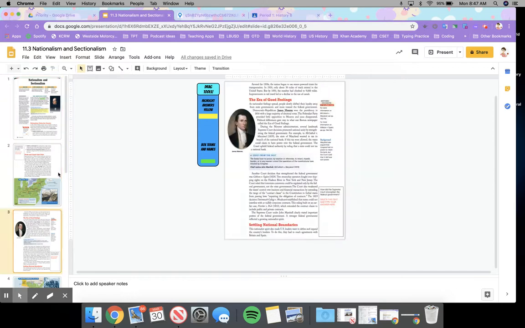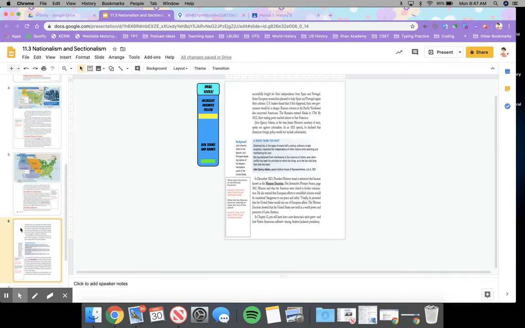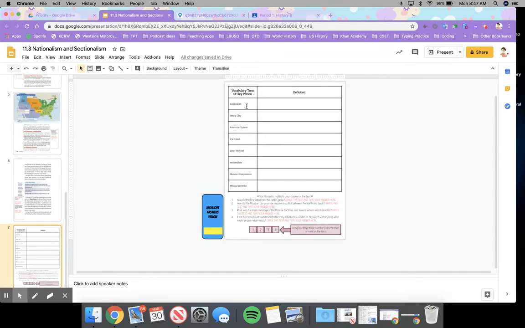So each slide so far is the same. Answer a question, show me where your answer is in the text, and so on. So the last page is a little bit different. Here are our words, our vocabulary terms and names, and then I have another set of questions down here. So let's look first at the vocabulary terms or key people.